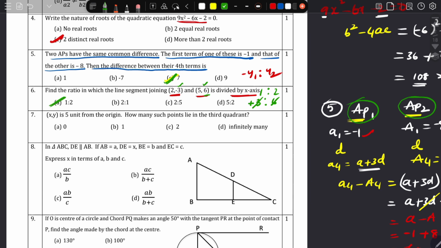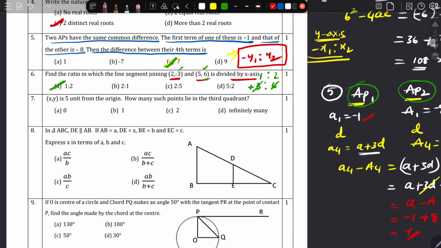I repeat, if the x-axis is given, the required ratio is minus y1 is to y2. Suppose it is asked what the ratio is in which the y-axis divides it. If the y-axis is mentioned, follow the formula minus x1 is to x2. If y-axis, the required formula is minus x1 is to x2. If x-axis is given, minus y1 is to y2. It's very simple. Try to remember.